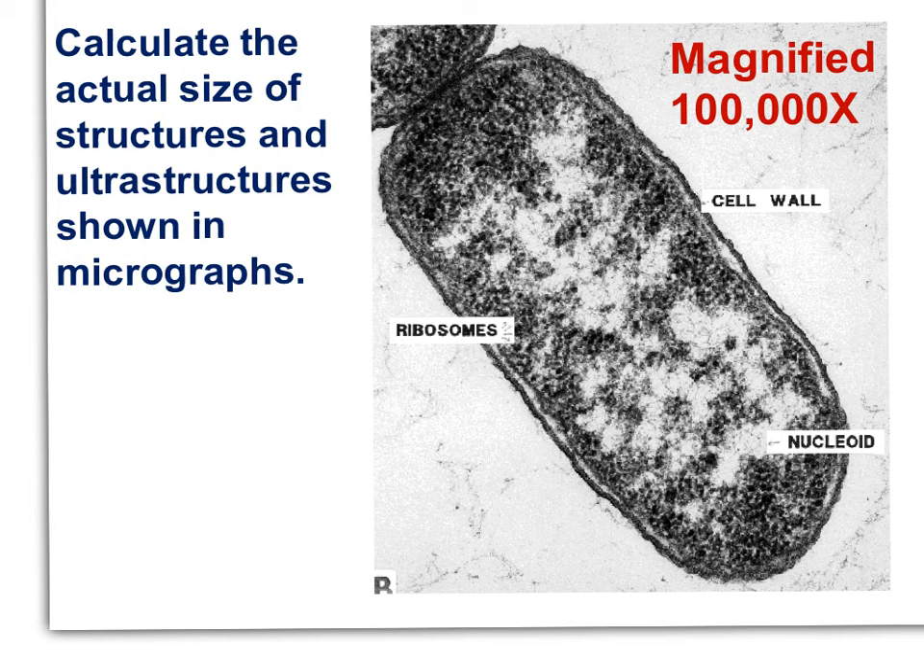So here's a slightly different question. Calculate the actual size of structures and ultrastructures shown in micrographs. The actual size is asked for, not magnification. In this case, magnification is given. Once again, measure the structure, say the length of the bacterial cell, by putting a ruler up to the screen. This is about 16 centimeters in length.